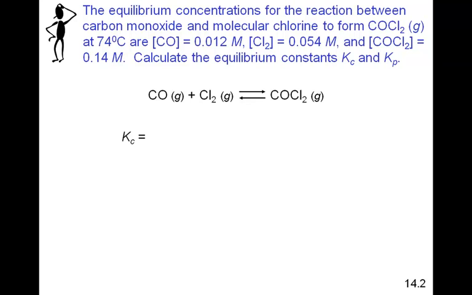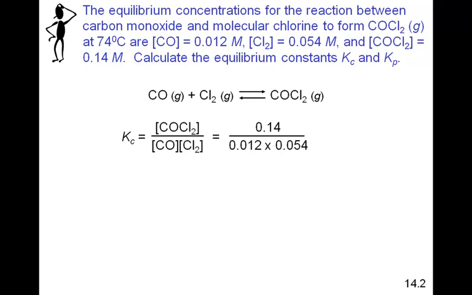The K sub C is going to be equal to the COCl2 concentration at equilibrium raised to its coefficient divided by the CO concentration raised to its coefficient times the Cl2 concentration raised to its coefficient. And again, all of these concentrations are the equilibrium concentrations. So we plug in the values that are given, and they're all concentrations in moles per liter. We turn the crank, and we get 220. Now that's a pretty big K.